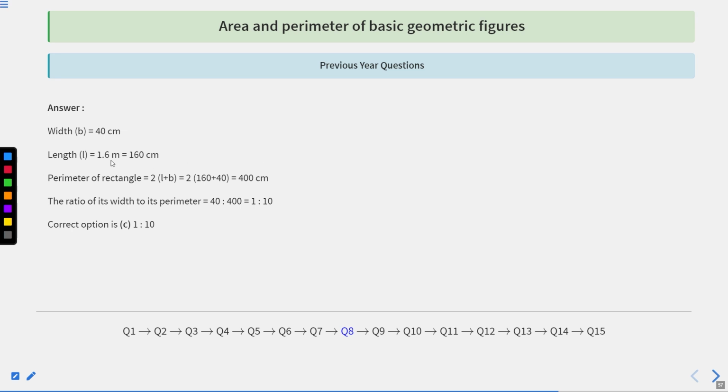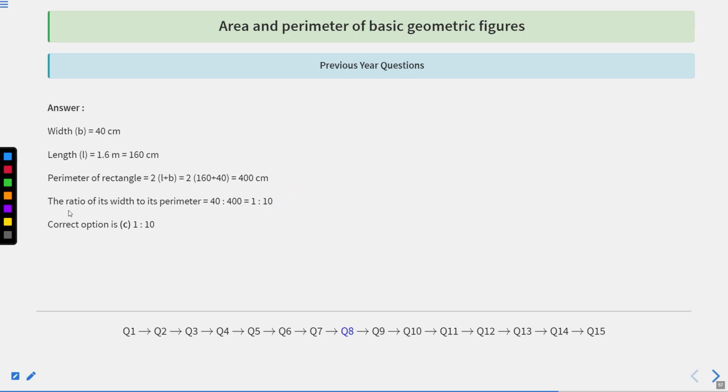So I can convert 1.6 meters to centimeters. I will have 160 centimeter. So the new length is 160 centimeter. The perimeter of the rectangle is twice of length plus breadth. So twice of 160 plus 40, where 160 is length and 40 is breadth. So it will be 400 centimeter.